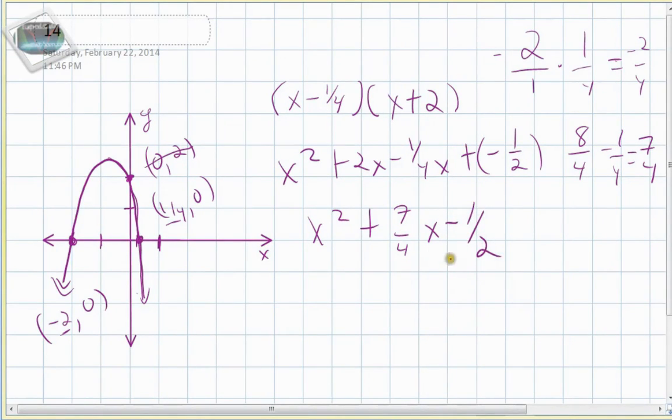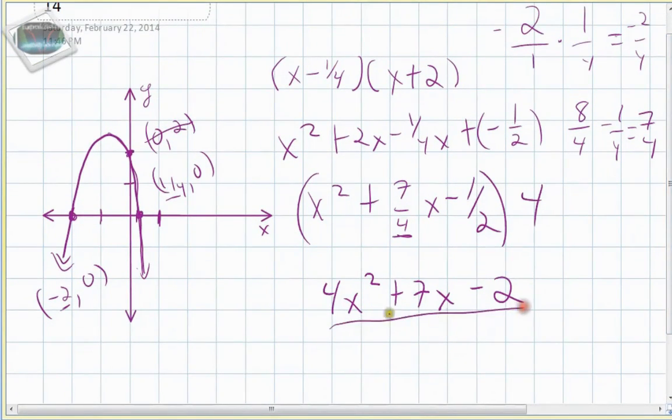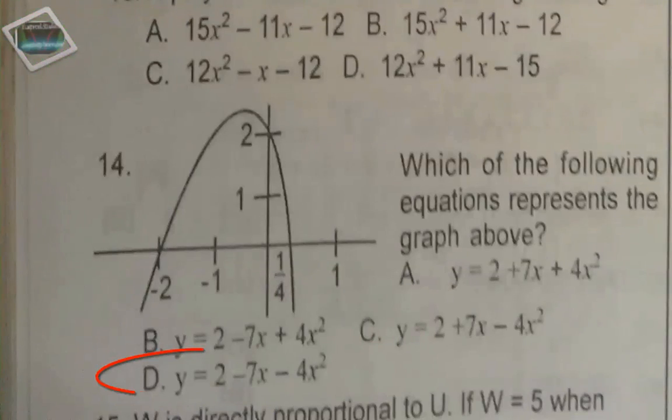If you want to get rid of the fraction so it's easier to look at, we're going to multiply by the biggest denominator so that it cancels, because lucky for us 2 goes into 4. So everything times 4. We're going to get 4x squared plus 7x minus, and then we're going to do 1/2 times 4, which would give us 4/2, which is just 2. And so this is the equation of this.